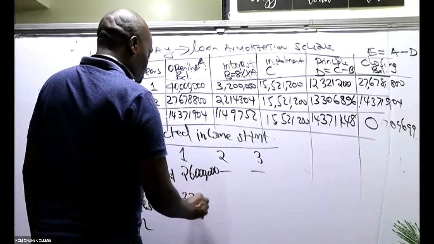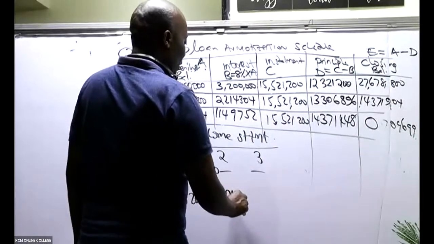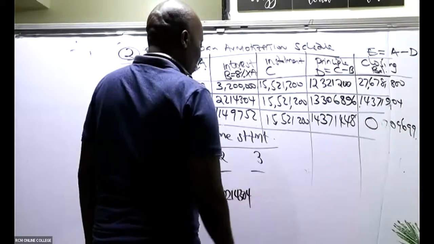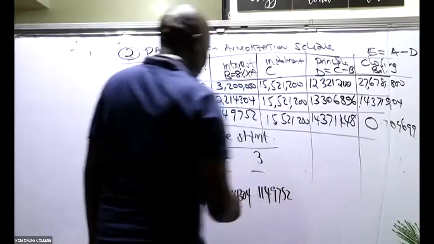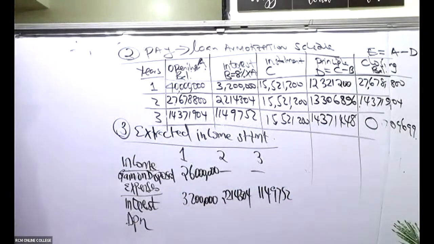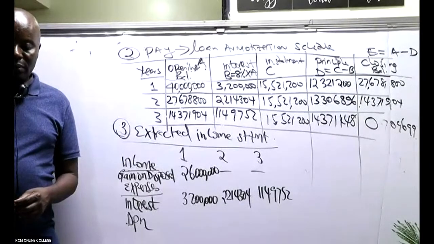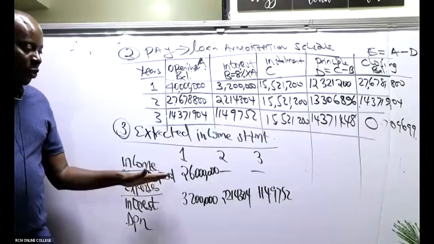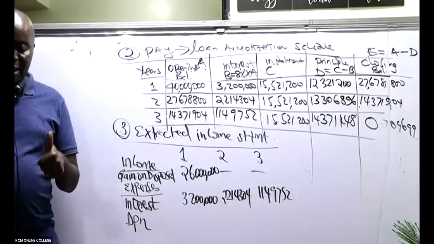So this is 3,200. Year number 2, we have 221,4304. Then we have 114, 97, 52, 97, 52, 97, 52. So please let me know whether you guys have been able to reach here. When I say my yes, thank you so much.